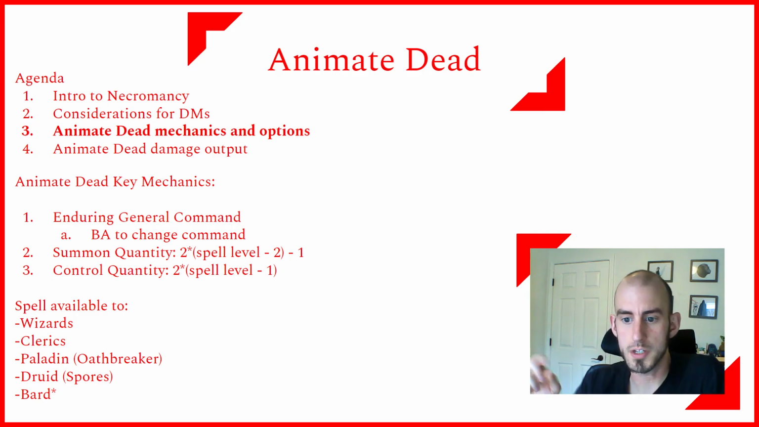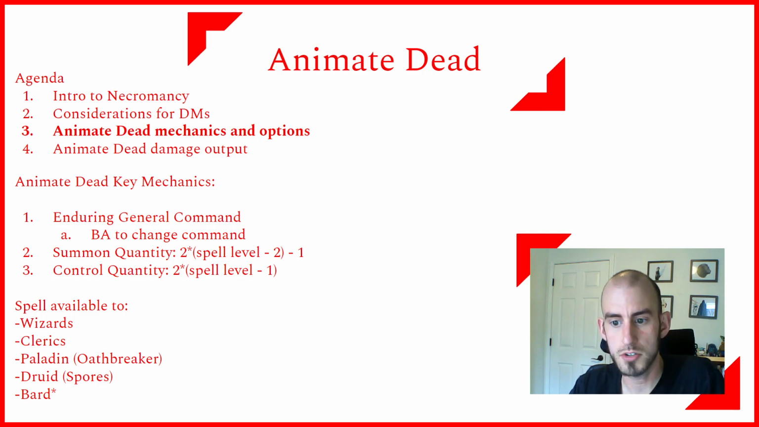And then the quantity of minions that we can create from a single cast is 2 times our spell level minus 5. So at 3rd level, that will be 1, and then at 4th level, that will be 3, and so forth. And the number that we can reassert control over is 2 times the spell level minus 2. So a 3rd level slot gets us 4, a 4th level slot gets us 6, etc. Now, this spell is available to wizards and clerics on their core spell list. There are a few other subclasses that get it. The Oathbreaker Paladin has access to this spell.